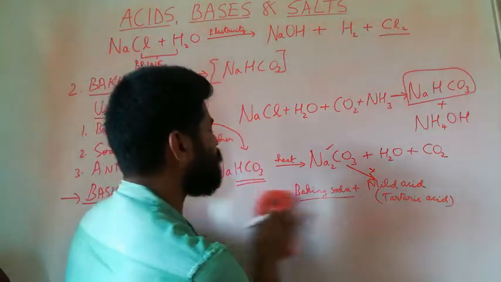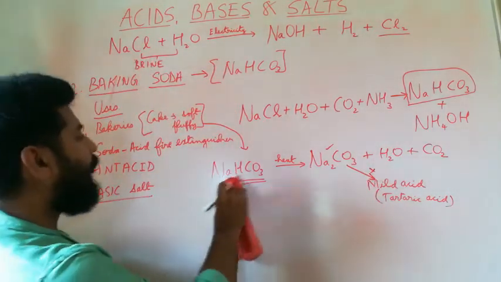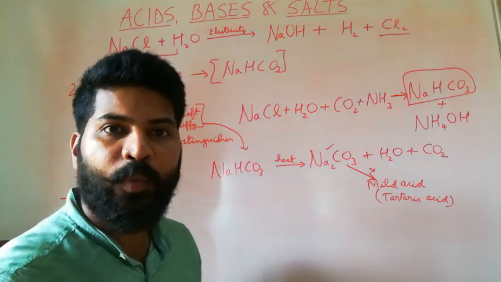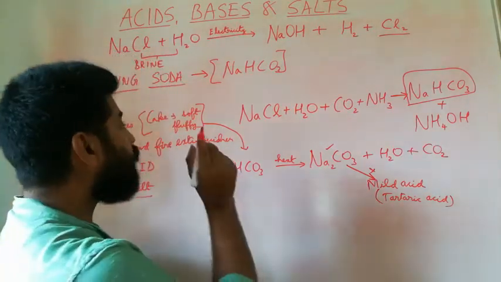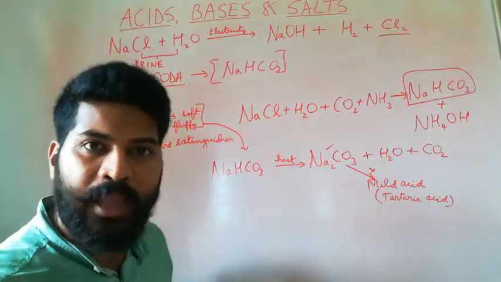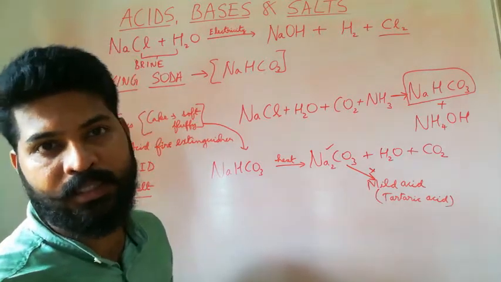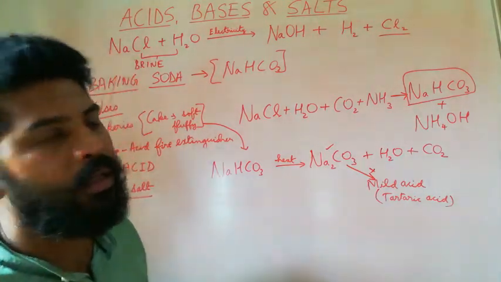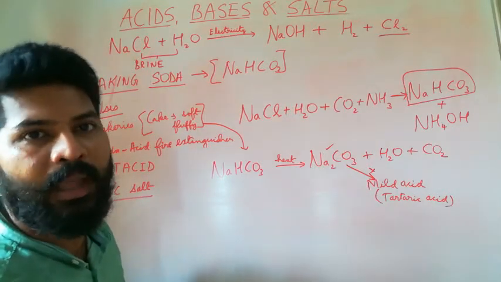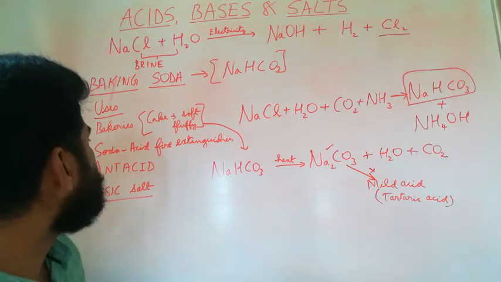The second use, as you can see, is antacid. So when there is excess acid produced in the stomach, we can use the baking soda. So baking soda can be used as antacid. It is a base. It will neutralize the excess acid, and it is a mild base. It is not a very strong base, very mild base. pH around 8 or 9. So very mild. That is baking soda and its uses.